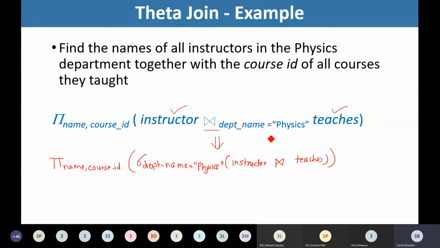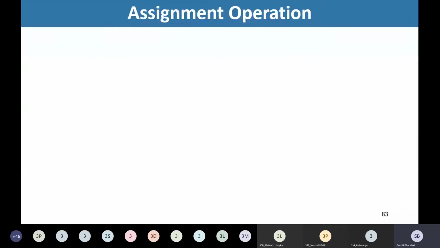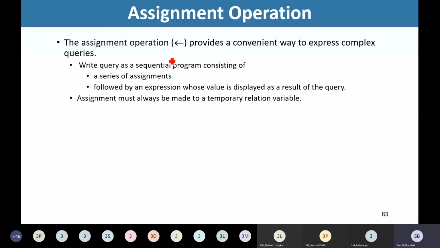Yes, ma'am. Fine. So let's proceed now with the next operation that we are going to discuss, and this is the assignment operation. So what is assignment operation basically? The assignment operation is denoted like this reverse arrow, okay? And it provides a convenient way to express the complex queries. By making use of this assignment operation, it is possible for us to write a query as a sequential program consisting of series of assignment operations followed by an expression whose value is to be displayed as a result of the query.